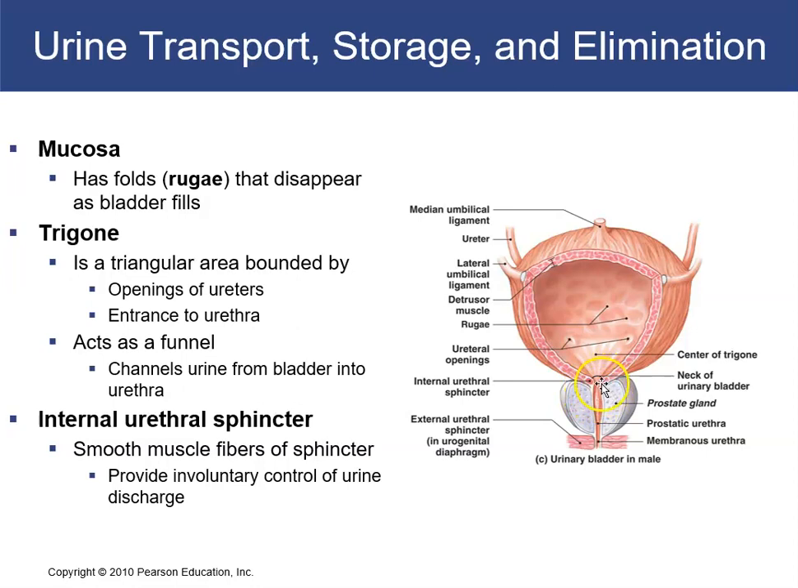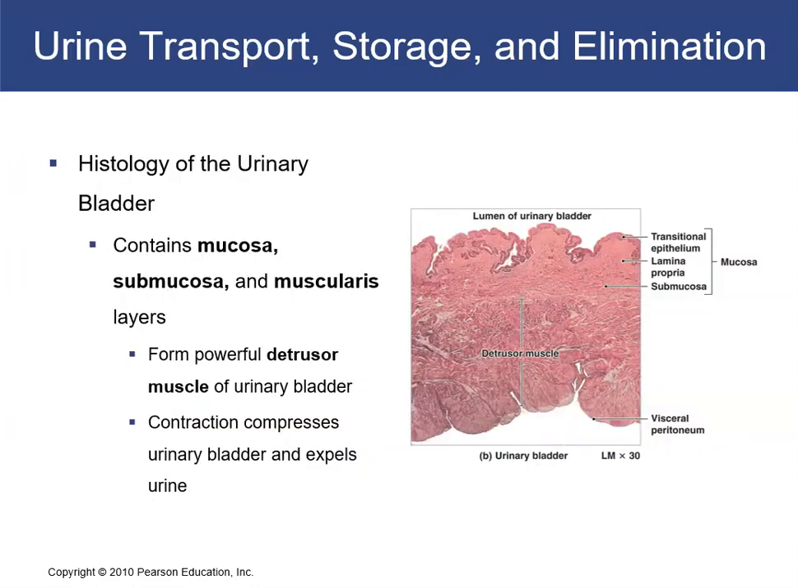Down here, where the urethra leaves, you will find the internal urethral sphincter. This is a band of smooth muscle fibers that provide involuntary control of urine discharge. So again, this will stay contracted until a certain amount of urine is in the bladder. Looking at the histology of the bladder, it contains a mucosa layer, a submucosa layer, and a muscularis layer. The muscularis layer forms a very powerful muscle known as the detrusor muscle. Contraction of this muscle will compress the urinary bladder and help with the expulsion of urine.